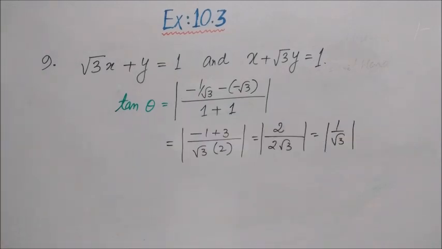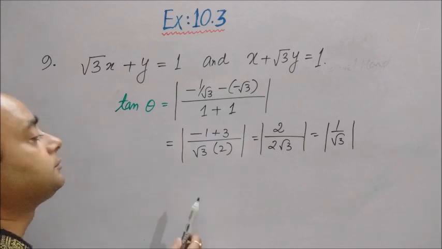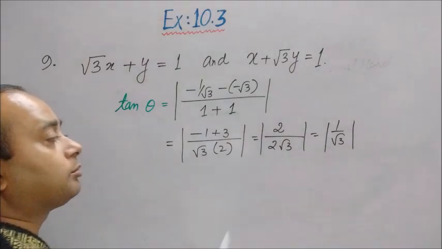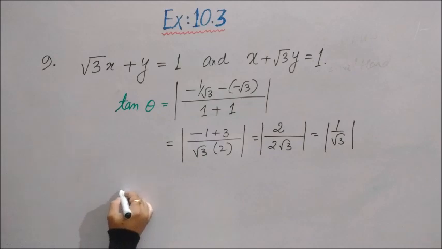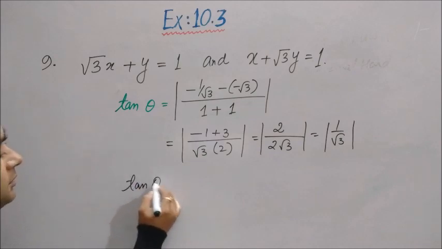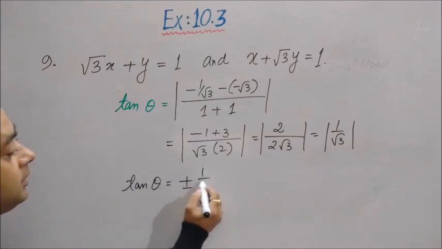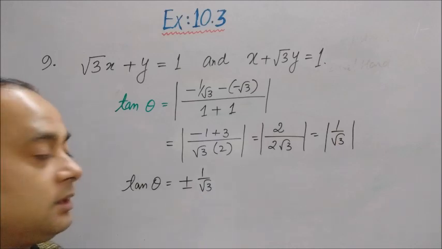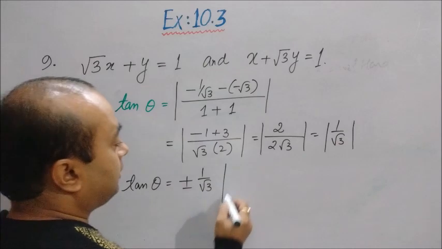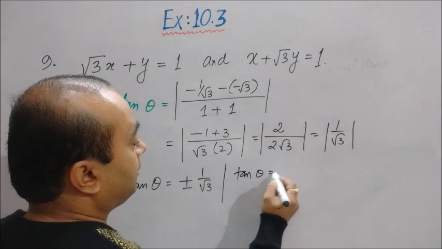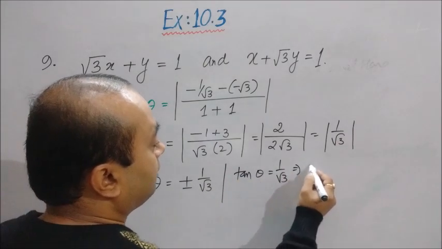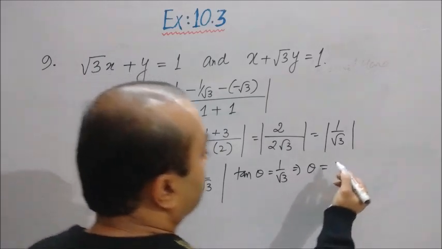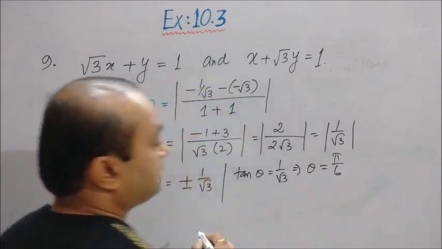We have done the calculation. What I have found, that tan theta is coming out to be mod of root 3. So if I remove the modulus sign, that means tan theta has two values, plus minus 1 by root 3. So when you take tan theta as plus, what will we get? Tan theta equal to 1 by root 3. Your theta will be necessarily 30 degree, that is pi by 6.